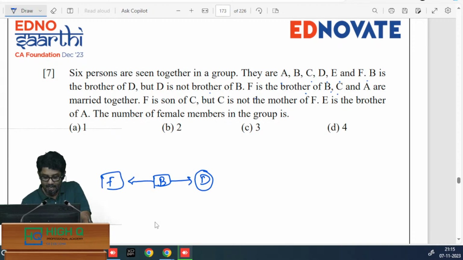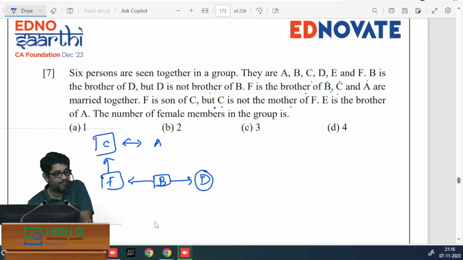C and A are married together. Okay, they are a couple. F is son of C. But listen here, C and D are married together? Huh? C and A, no. C is not the mother of F. That means C is father of F. So A is mother. Fine.